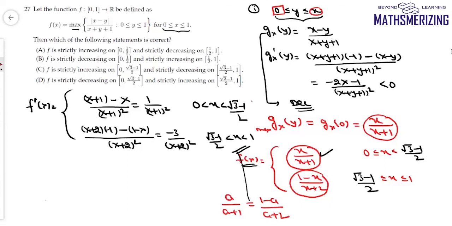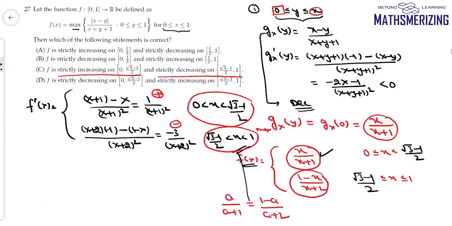So which means when x lies in this interval, this derivative is always positive, and in the other interval, this derivative is always negative. So that means this function is strictly increasing on 0 to root 3 minus 1 upon 2 and strictly decreasing on root 3 minus 1 upon 2 to 1. So that means the answer to this question is option number C.